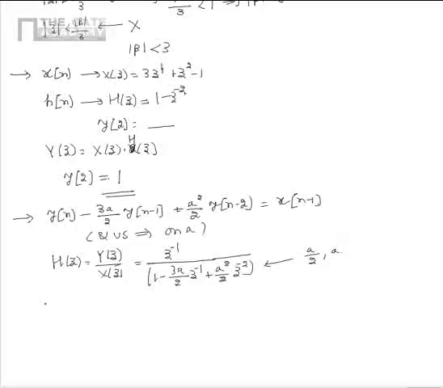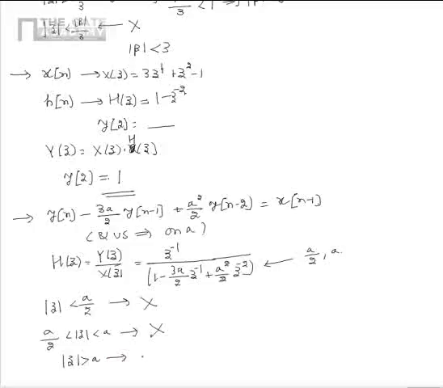From this we see that the possible ROCs are mod z less than a by 2, a by 2 less than mod z less than a, and mod z greater than a. Here we see that mod z less than a by 2 is not a correct ROC, as the system would be anti-causal in this case. Also, a by 2 less than mod z less than a is also not a correct ROC, as the system would be non-causal in this case.